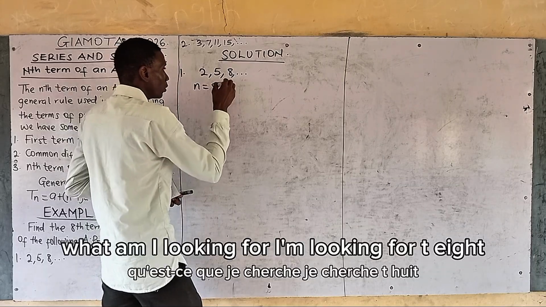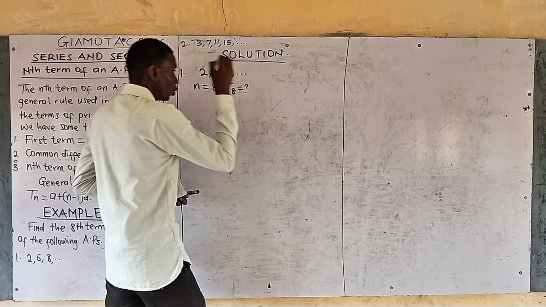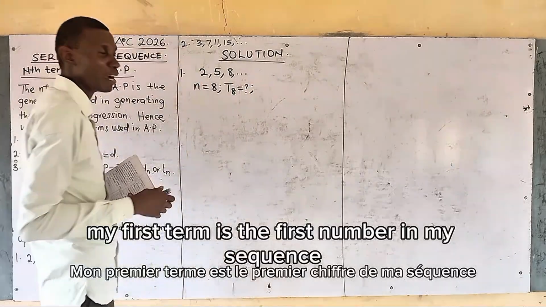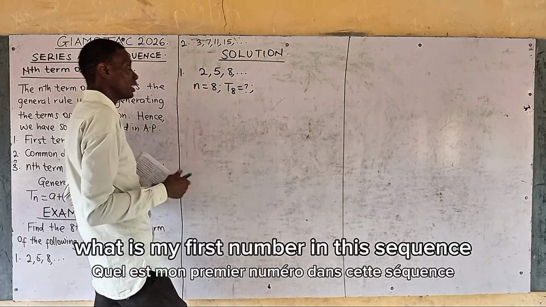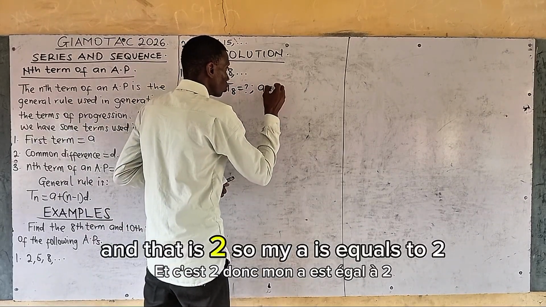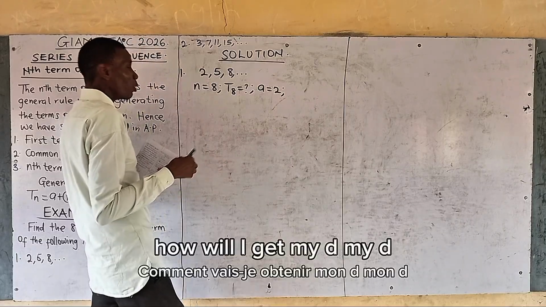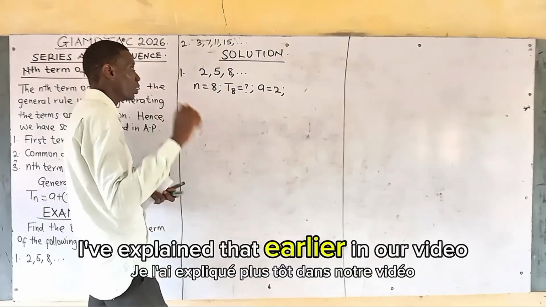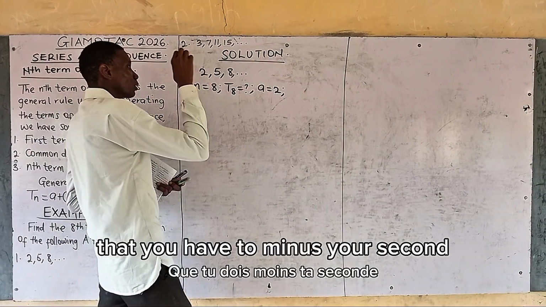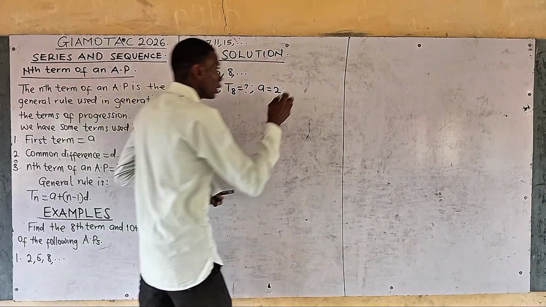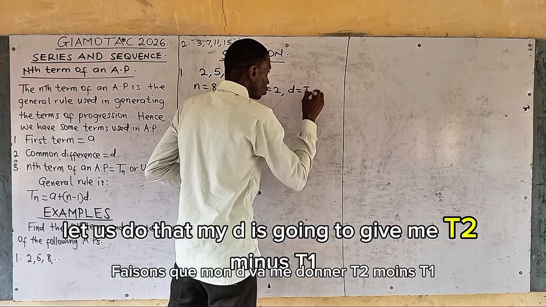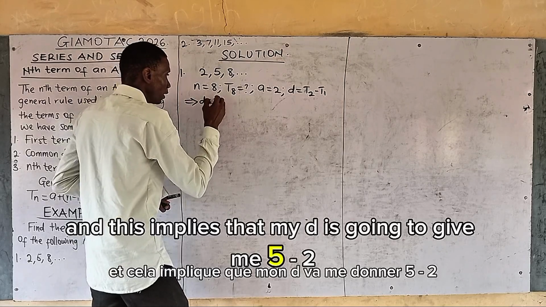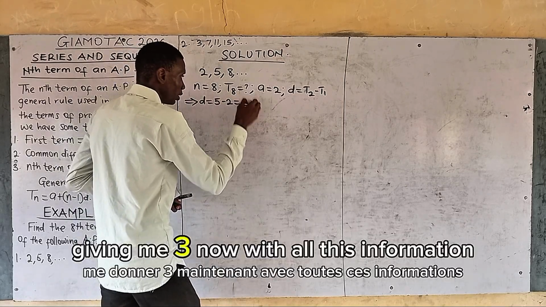What am I looking for? I'm looking for T8, which is unknown. What am I given? My first term is the first number in my sequence. What is the first number in this sequence? That is 2. So my A is equal to 2. How will I get my D? I've explained that earlier in our video, that you have to subtract your first term from your second term. Let us do that. My D is going to give me T2 minus T1. This implies that my D is 5 minus 2, giving me 3.